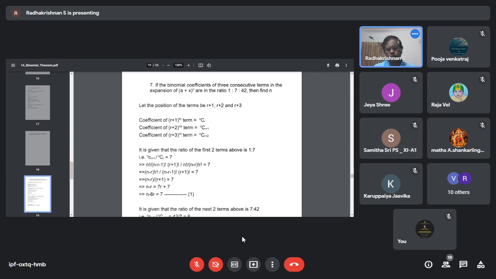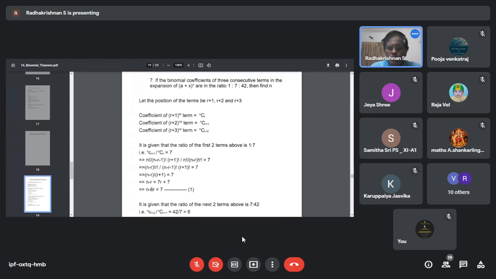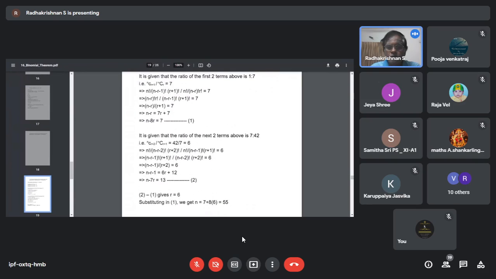Okay, sir. Right. So using the same logic, has anyone written the next ratio? Okay, let me just move on. I'll just show it to you. It is the very same way. nCr plus 2 divided by nCr plus 1 equals 42 by 7, which is 6. So write it in the same way: n factorial by n minus r minus 2 factorial into r plus 2 factorial, divided by n factorial by n minus r minus 1 factorial r plus 1 factorial. So it comes like this.